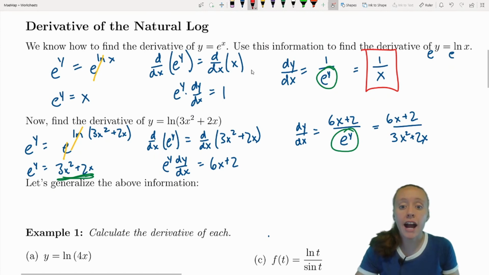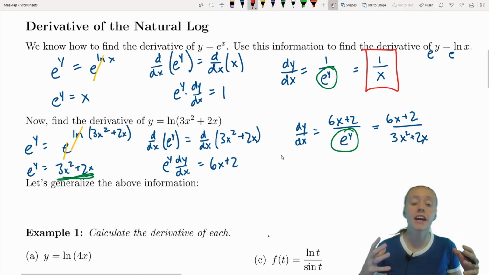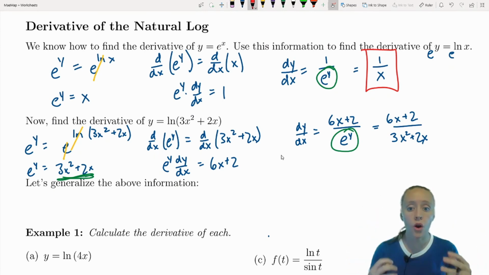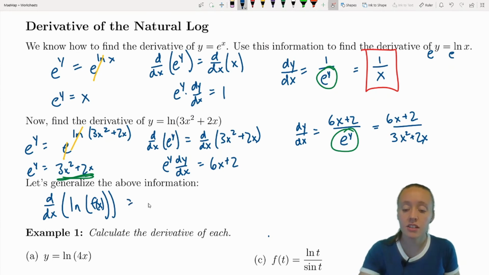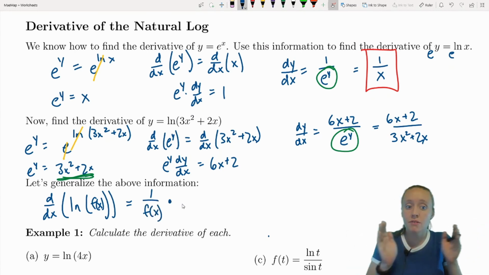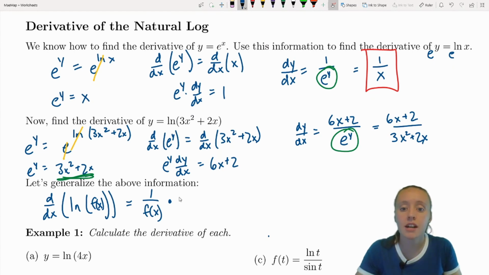Our derivative of our outermost function, the ln of x, is 1 over x. So if we have to take the derivative with respect to x of the ln of some function f of x, well, what's the derivative of ln of x? That's 1 over x. So we'll have 1 over our function, and then we multiply that by the derivative of that innermost function, times f prime of x.